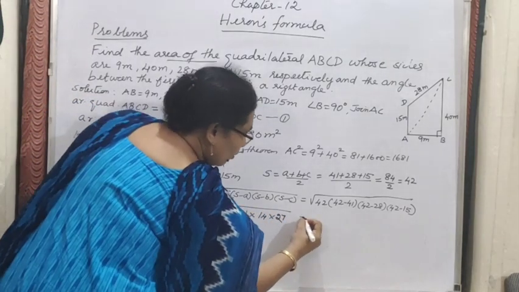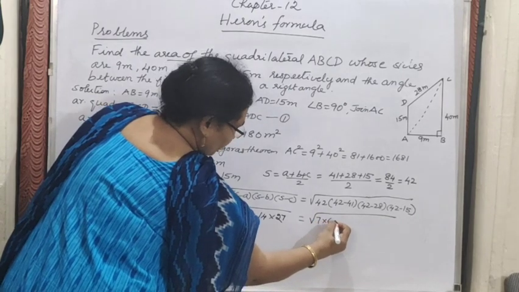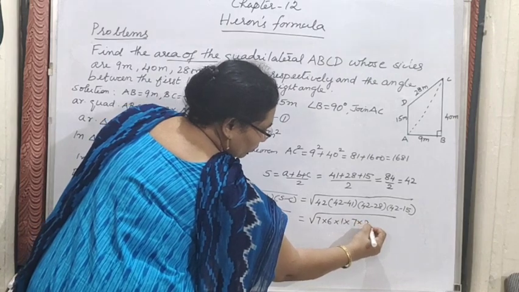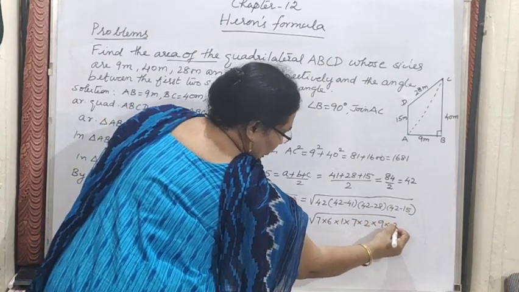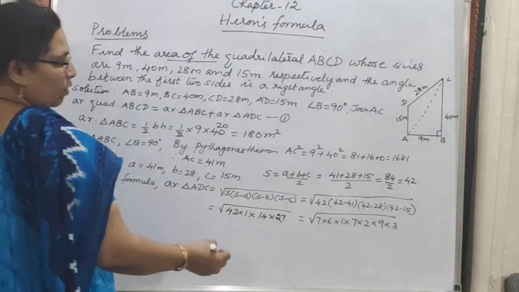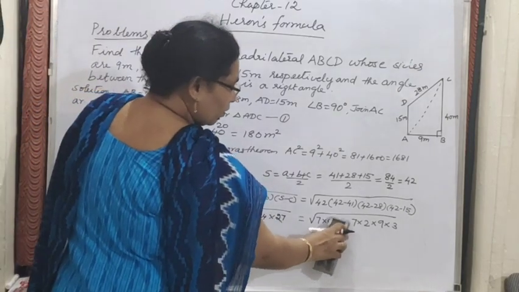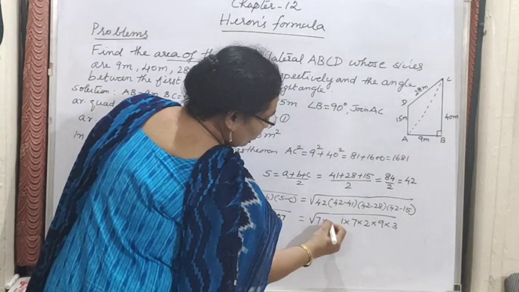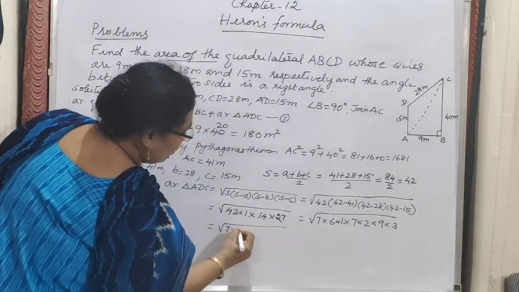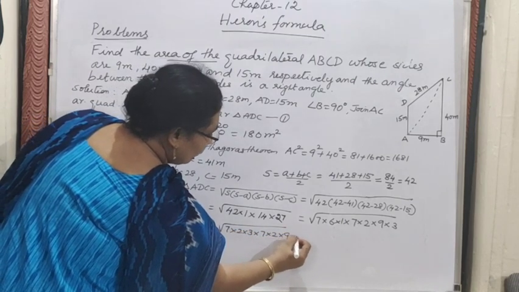Now we will split the terms into factors, because 7 into 6 I can write as 42. 1 only, there is no problem. 14 means 7 into 2. Next, 27 is 9 into 3. Now to take out the root, here also I have to change. So I will write 7 into 6 first, and again 7 into 2 into 3 into 7 into 2 into 9 into 3.